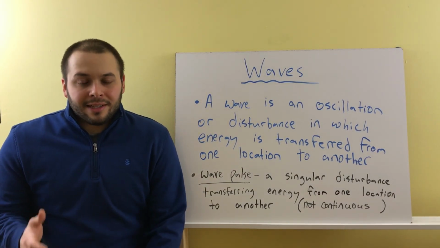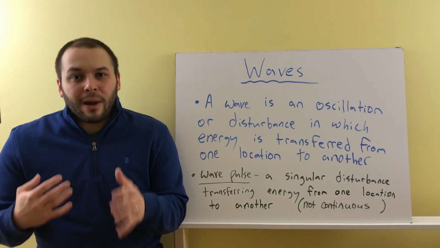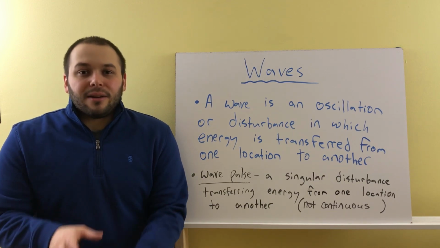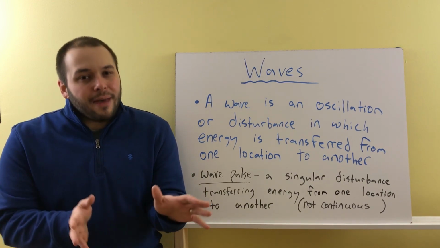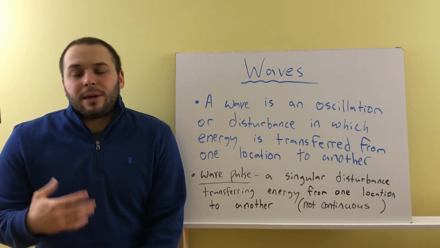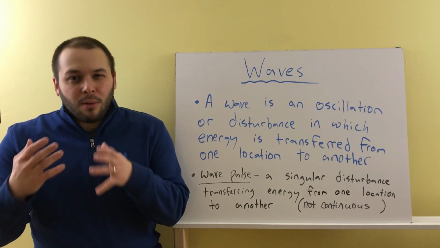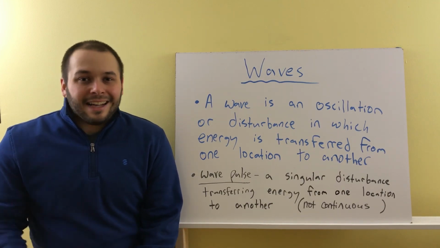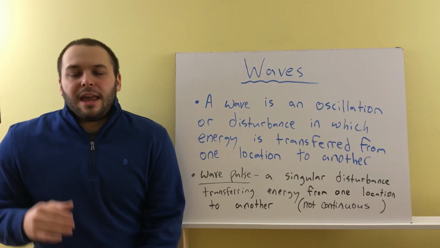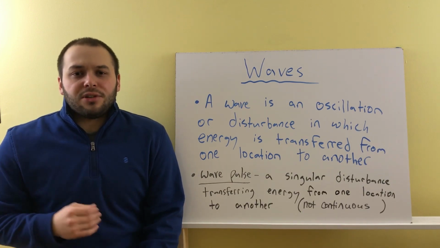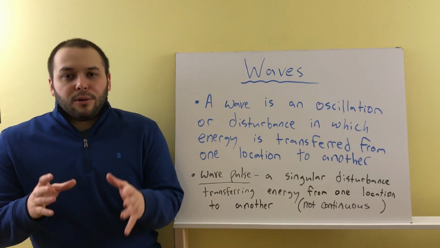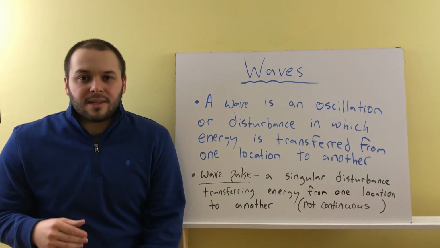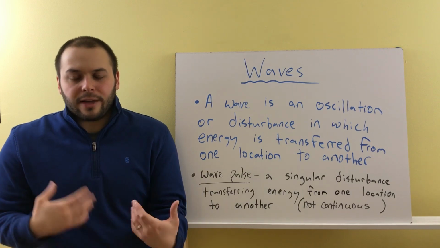Up to this point, we've really described matter in physics and the way in which mass moves. In this topic, we're going to transition away from talking about matter and talk about more of what we call waves. Waves is almost like a way of thinking about energy transfer, because a wave is an oscillation or vibration in which energy moves from one location to another. Now, we can also talk about what's called a wave pulse, which is just a singular disturbance in which energy is transferred from one location to another.